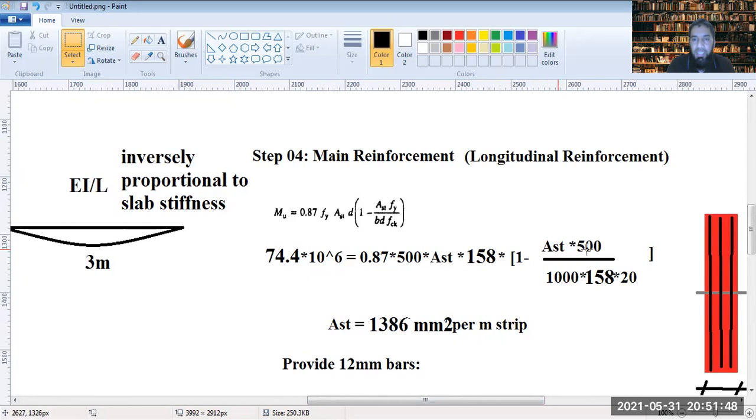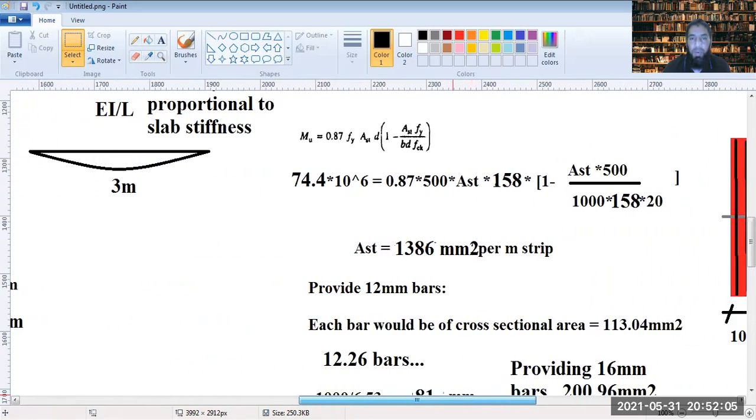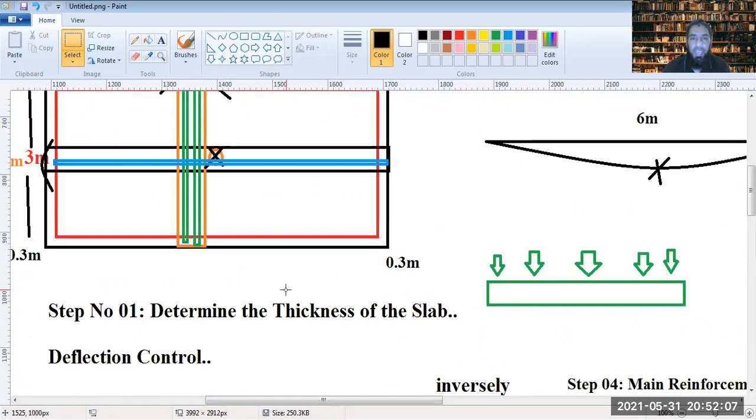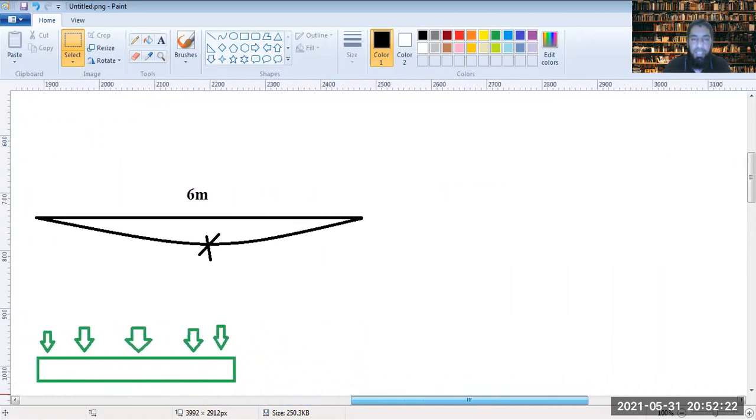This is 1 minus Ast into 500 divided by b, being the breadth of the unit strip, that's 1000 mm, into d, that's 158 into 20. So Ast we are getting as 1386 mm square per meter of the strip. Now where are we providing this? The moments are determined about here, and we are providing the cross-sectional area of the bars cutting that moment about this direction to act as the main reinforcement.